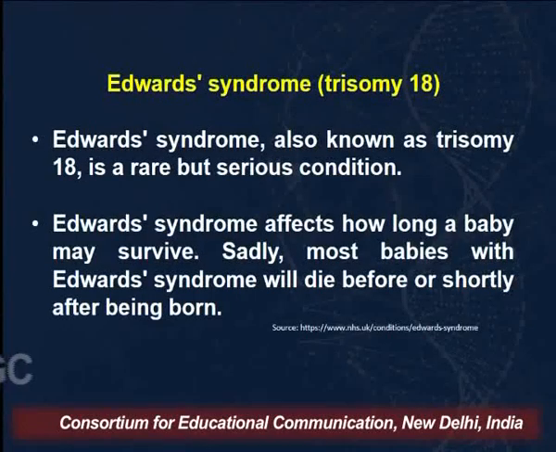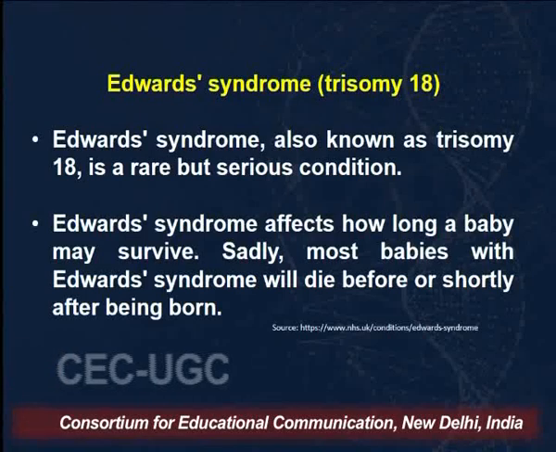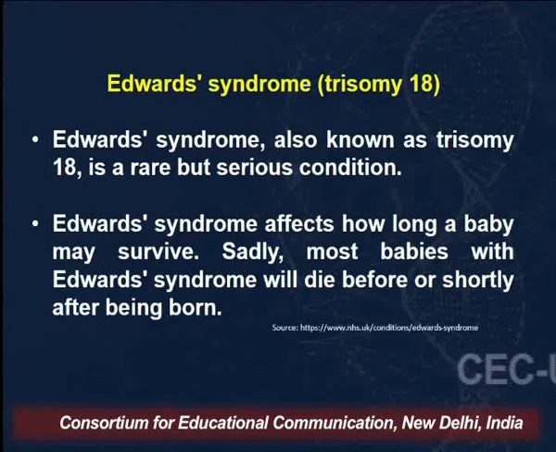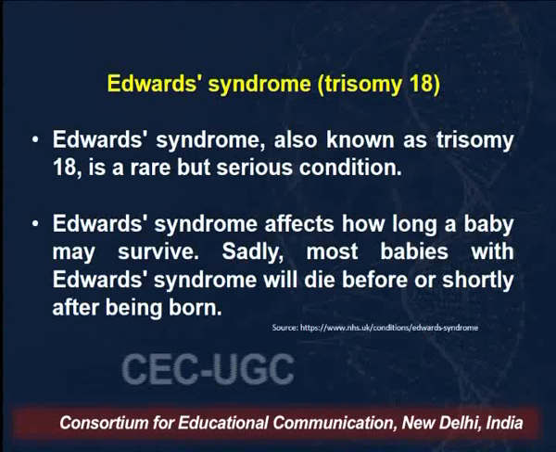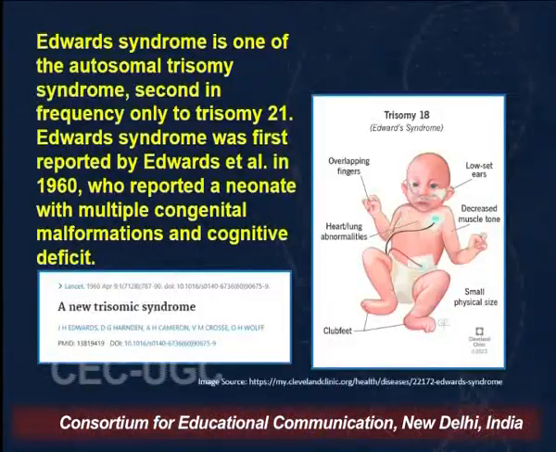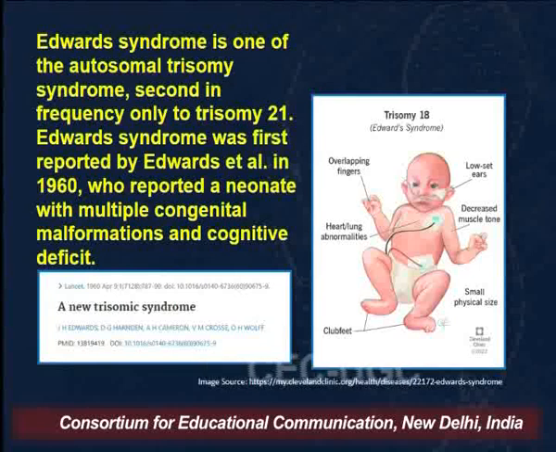Now the next syndrome we will discuss is Edwards syndrome, which occurs due to trisomy 18. Trisomy 18 is also a rare but serious condition. The baby generally survives, but in most cases it dies before or shortly after being born. Edwards syndrome was first discovered in the 1960s by the scientist Edwards. It was a neonatal disease with multiple congenital malformations and cognitive deficit.